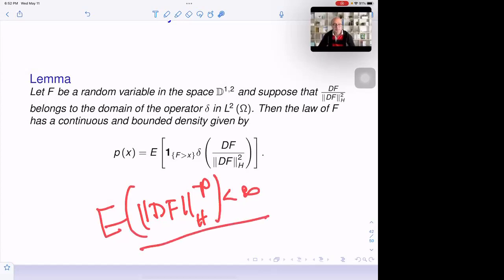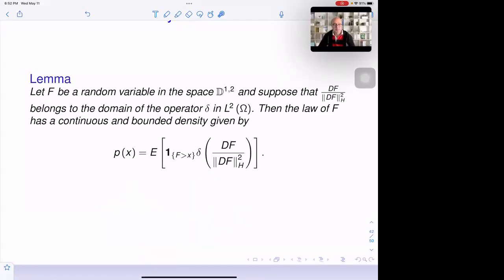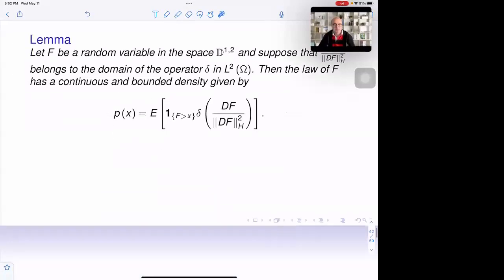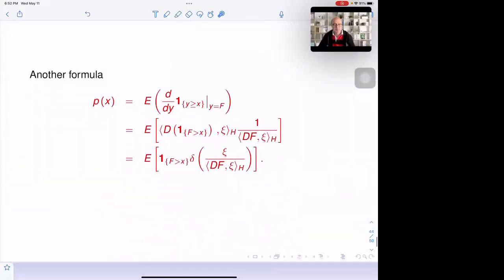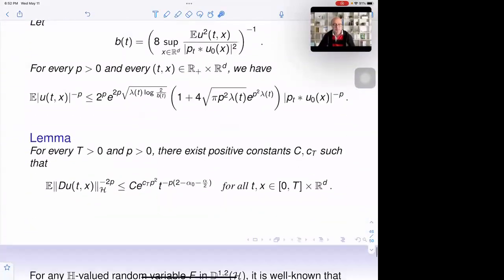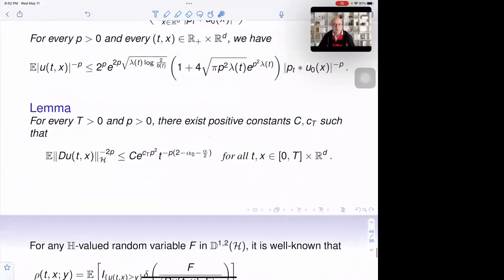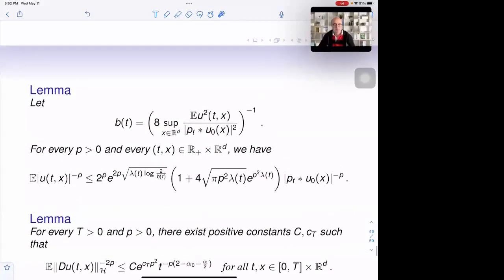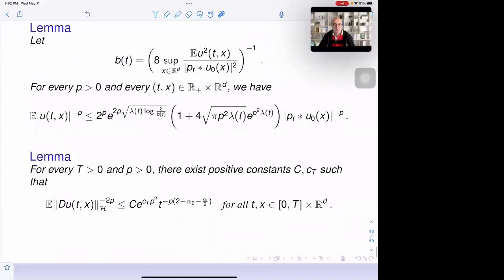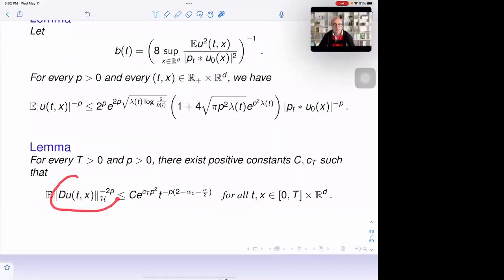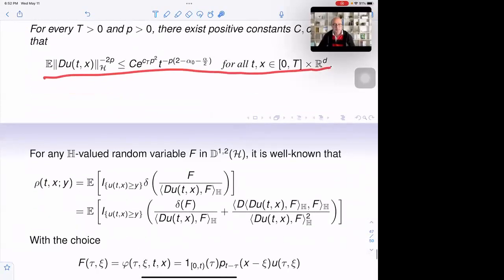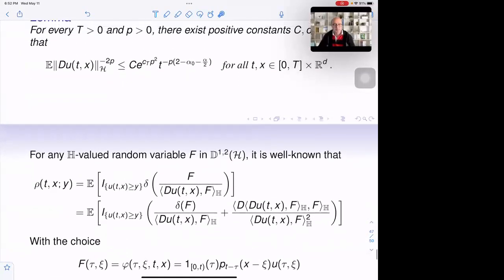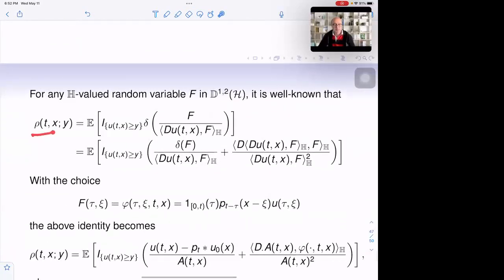You have to show this. This one is very, very difficult. This is the main difficulty in the application of Malliavin calculus. For the solution, we have to show this one has negative moments, and we can bound it by this. This is the main work. And from here, the solution is given by this.